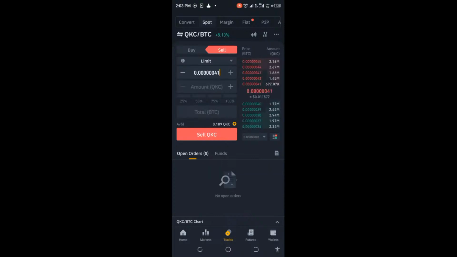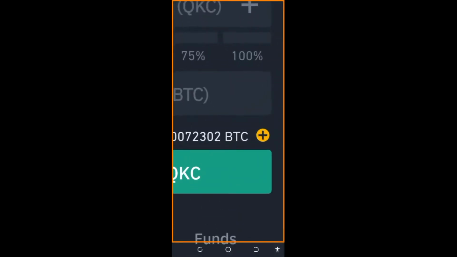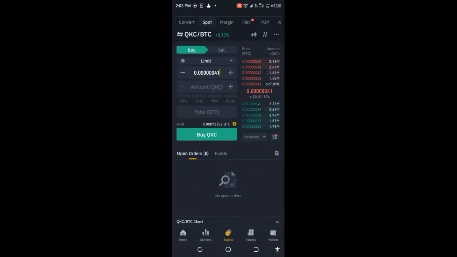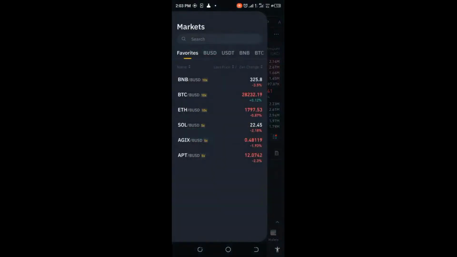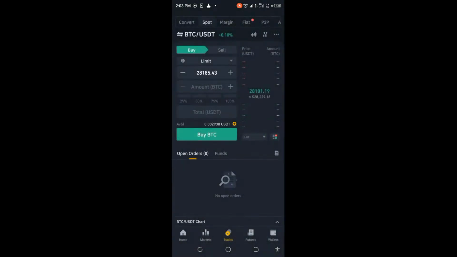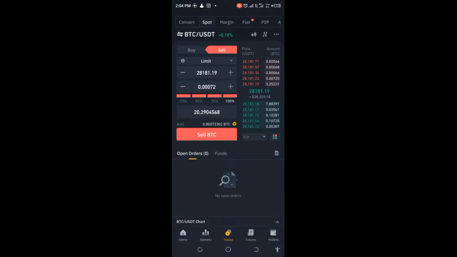All right, I'm back, and as you can see, we've already sold our QKC to BTC. So what do we have here? We've got 0.000722302. Awesome. So let's quickly go to BTC, USDT, and get this sold off. All righty. So now I'm going to click on sell. What do we have here? We have 20.29. This is awesome.